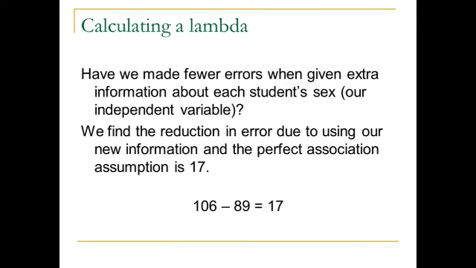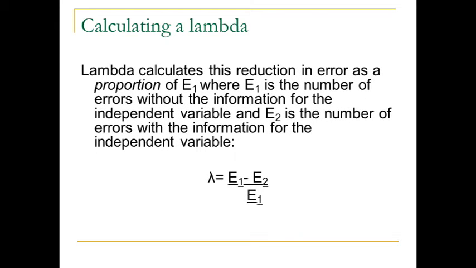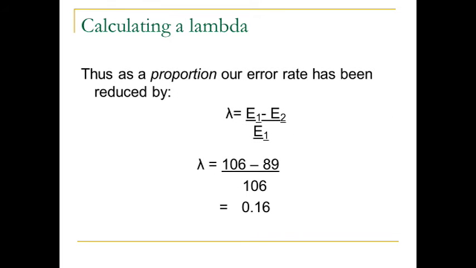A lambda will tell us the extent to which we make fewer errors when given this extra information, our independent variable, about each student's sex. When we do the subtraction, when we subtract E2 from E1, we find the reduction in error due to using the information in the sex variable reduces our errors by 17 observations. The lambda calculates this reduction in error as a proportion of E1, where E1 is the number of errors without the information for the independent variable, and E2 is the number of errors with the information for the independent variable. Thus, as a proportion, our error rate has been reduced by 0.16.